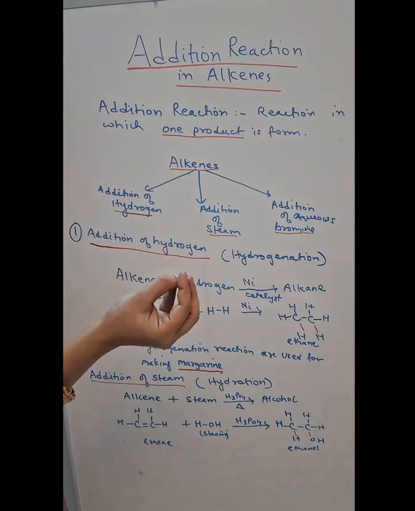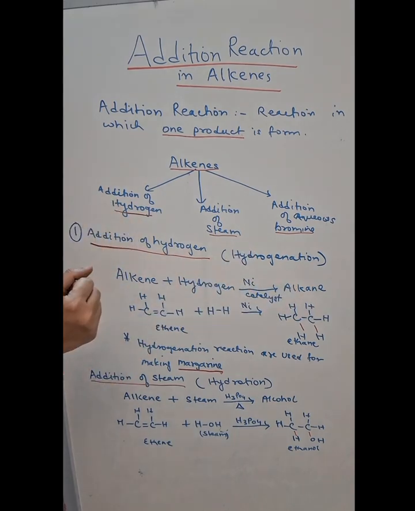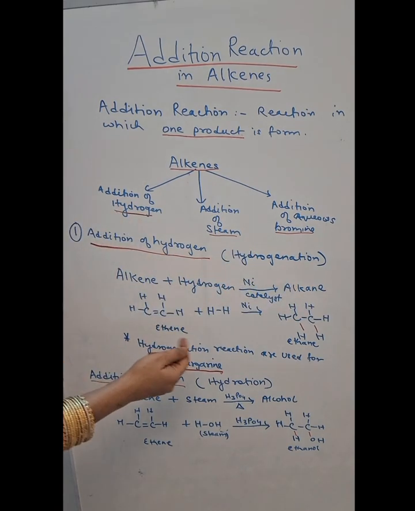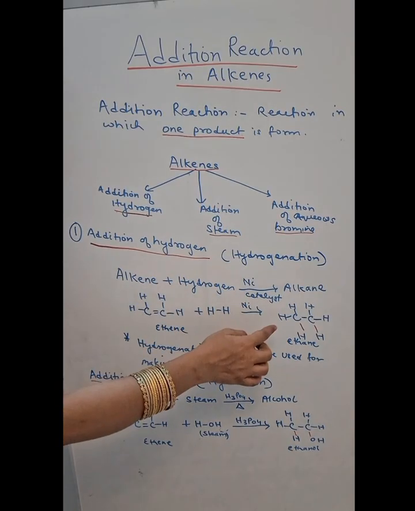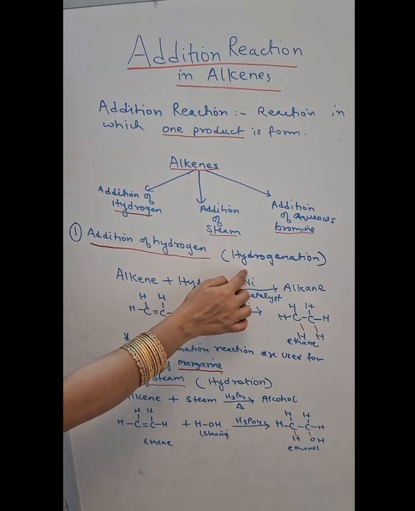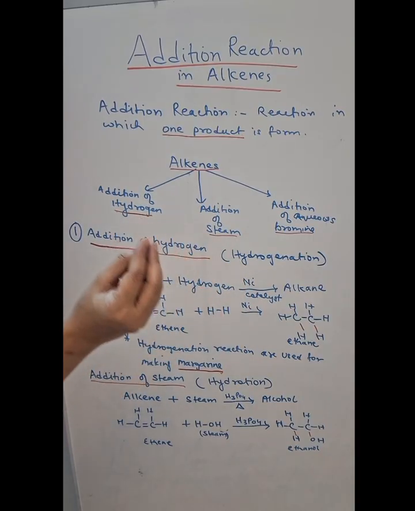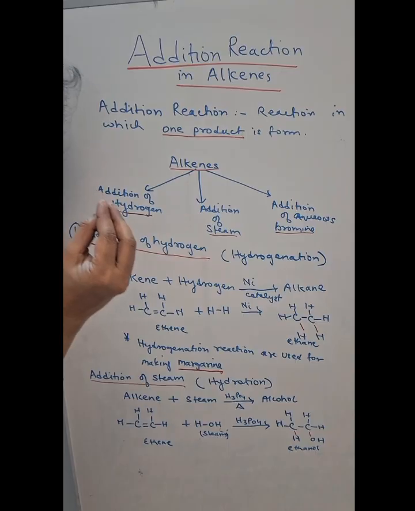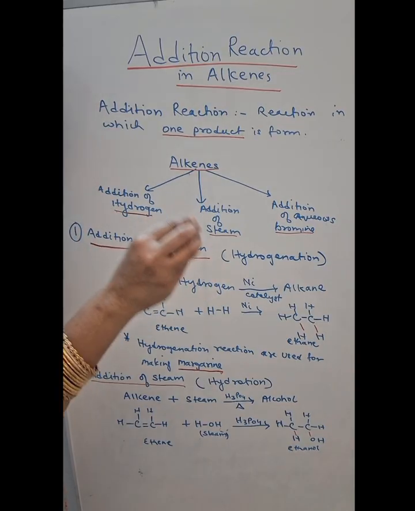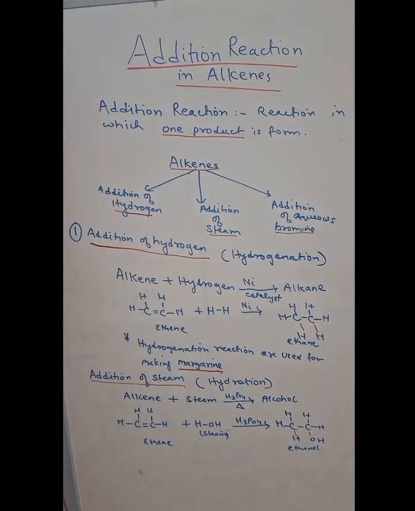Actually, the butter is made from animal fat. Butter is an animal fat which we make from milk. But here we are making margarine from a vegetable oil. By which process? By hydrogenation. Because vegetable oil is what? It is an alkene, and when we add hydrogen to it, it becomes vegetable fat, margarine, which is alkane. Okay, so this is your application of hydrogenation reaction.